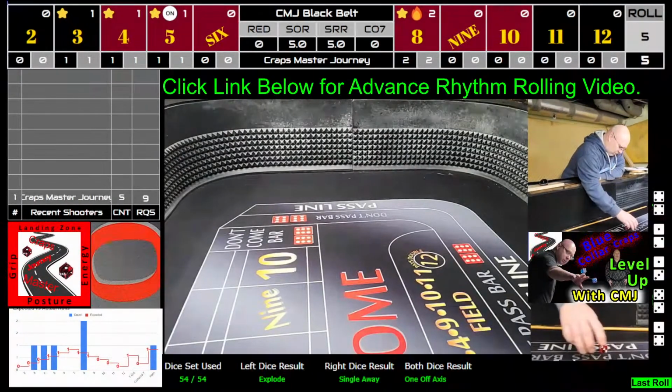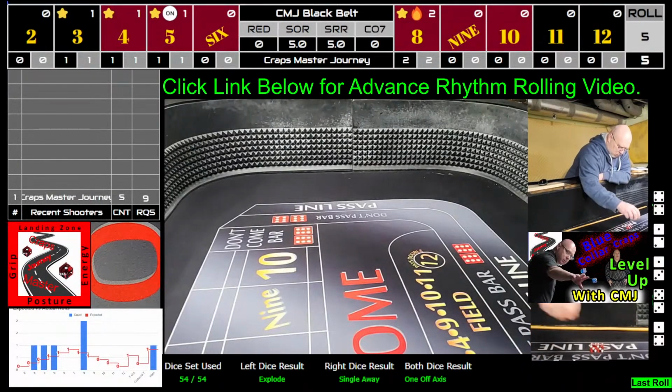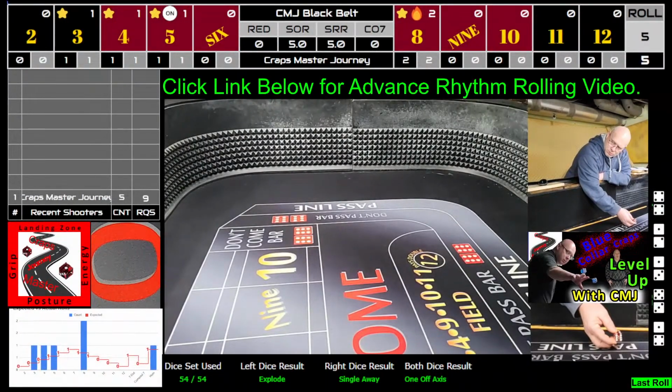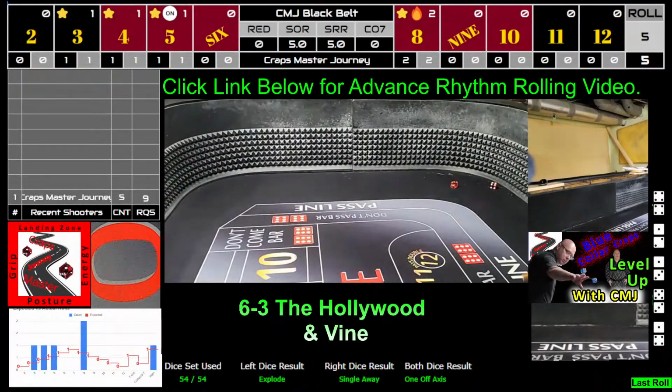Okay, 5454. And all bets set. $639. That is the Hollywood and Vine. So that will be a nice hit for us. And it's 5454 again, a left eye off axis, single pitch on the right side.